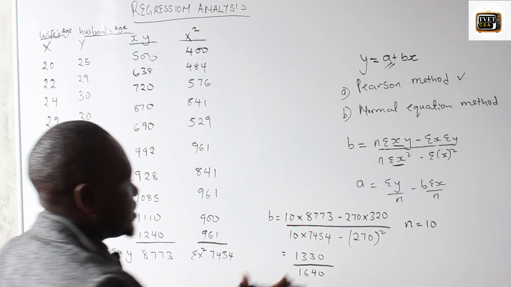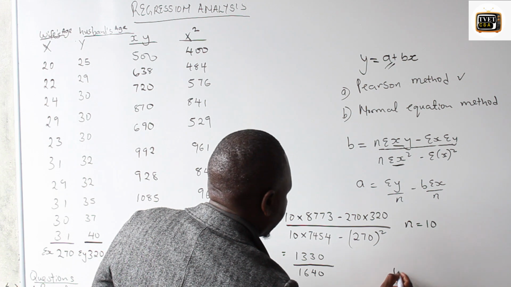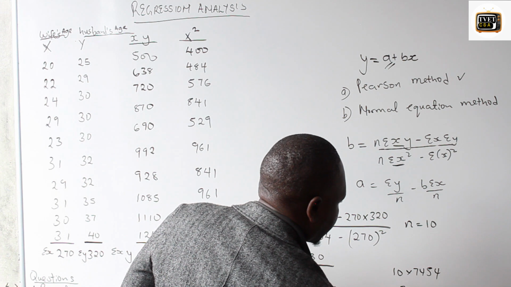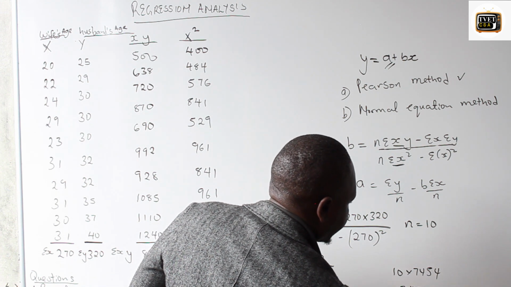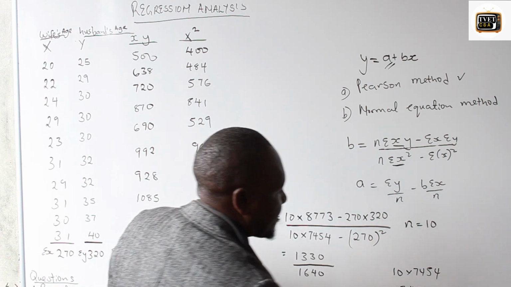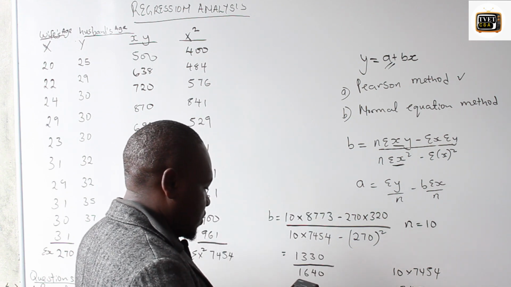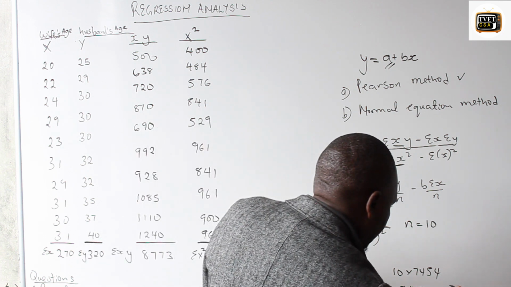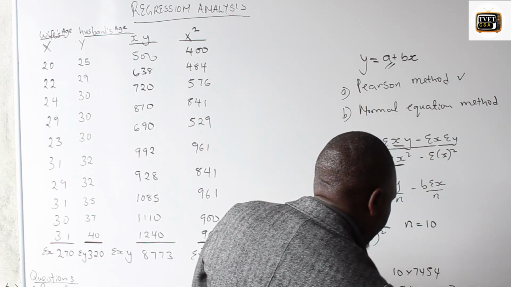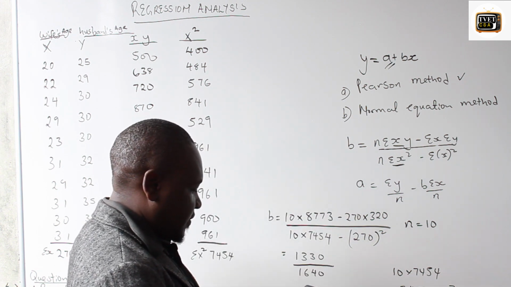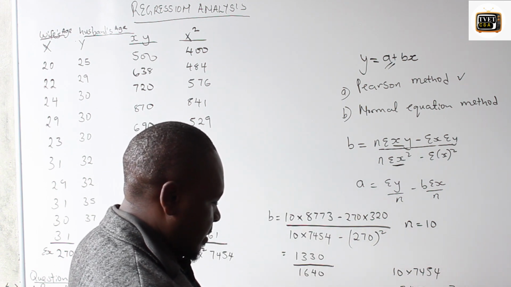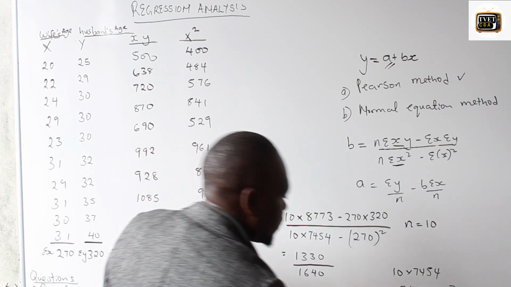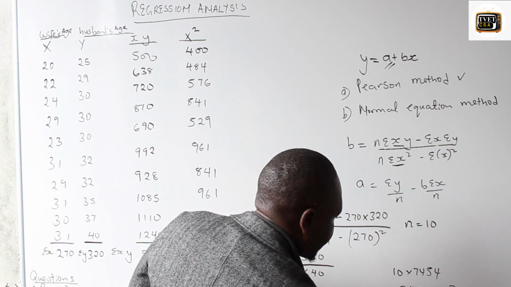Separately you can do 10 times 7454. You get 74,540. That's 74,540 minus 270 squared, which is 72,900. You get 74,540 minus 72,900, and you find 1,640, which is correct. You have verified our answer.